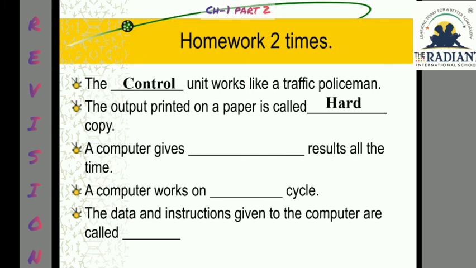A computer gives dash results all the time. What kind of results does a computer give? All the time accurate. A computer works on dash cycle. This we learnt in the last revision. It works on IPO cycle. Now, the data and instructions given to the computer are called input.